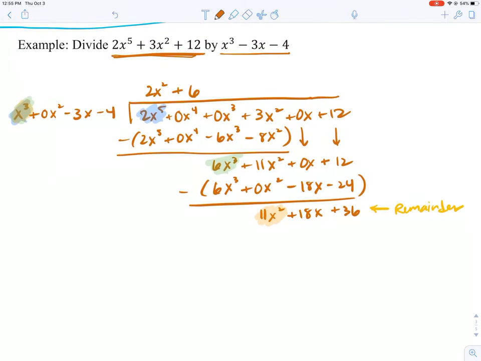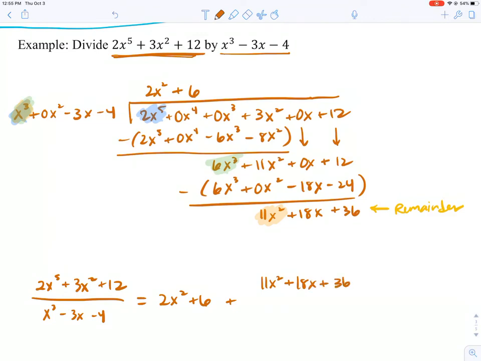So I can write this as 2x to the 5th plus 3x squared plus 12 divided by x cubed minus 3x minus 4 is equal to 2x squared plus 6 plus 11x squared. This is the remainder part, which I am putting over the divisor.